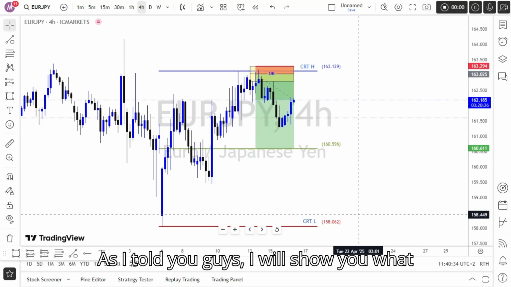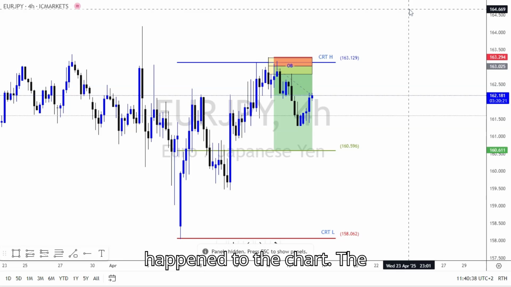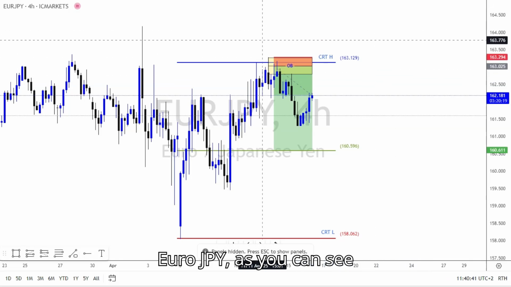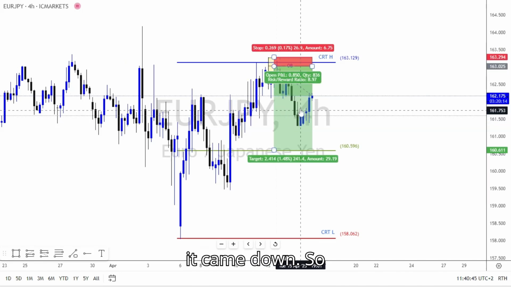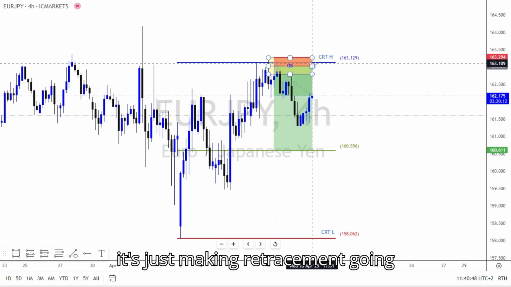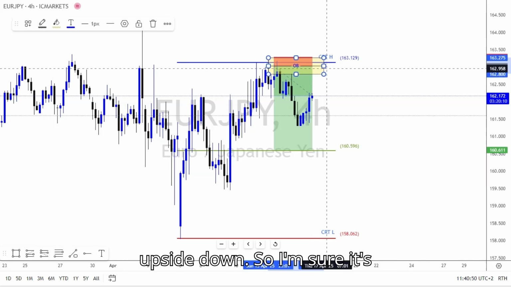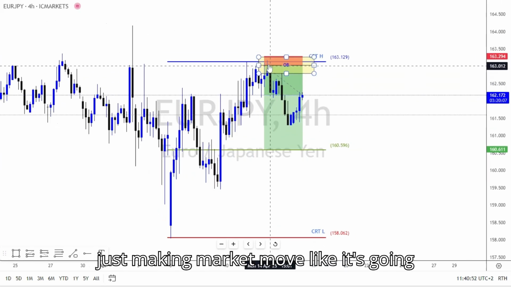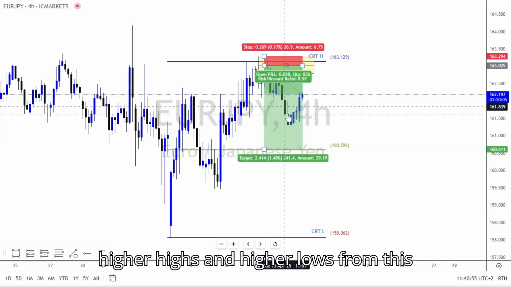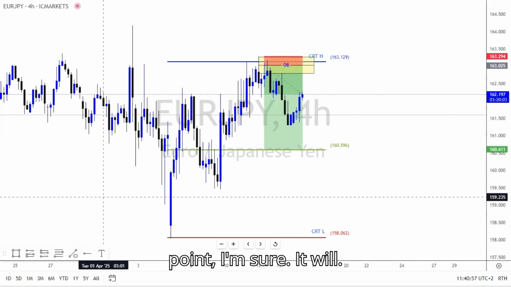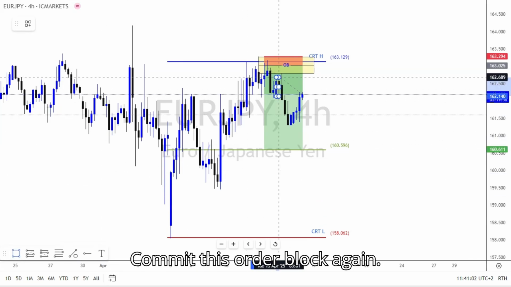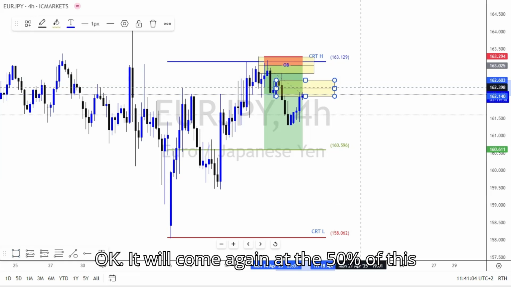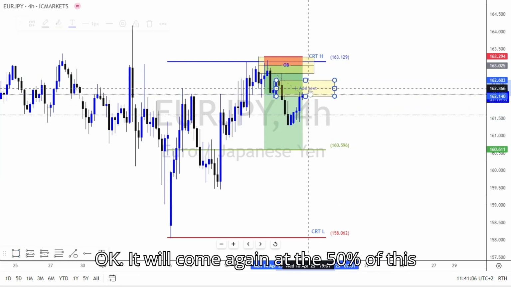As I told you guys, I will show you what happened to the chart, the Euro JPY. As you can see, it came down, so it's just making a retracement going up and down. I'm sure it's making market structure, going higher highs and higher lows. From this point, I'm sure it will come to this order block again, at the 50% of this order block.